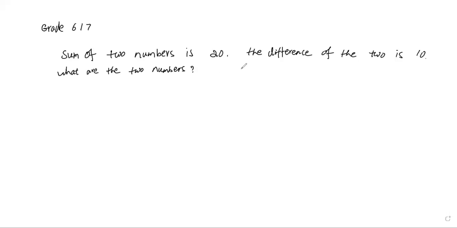Okay, a lot of students would say, oh, I can immediately tell it's 15 and 5. Say 15 plus 5 equals 20. 15 minus 5 equals 10. Okay, it's easy to tell. But what if I give you another set of numbers?